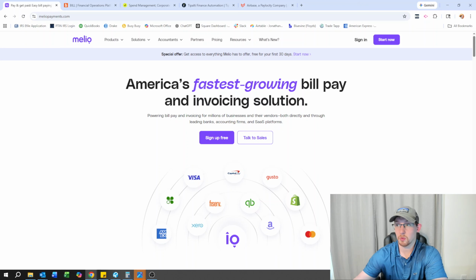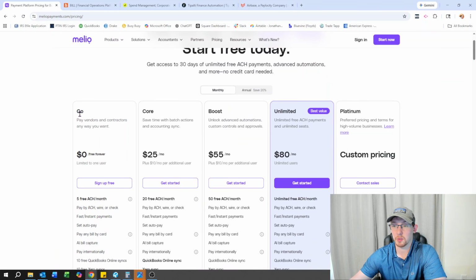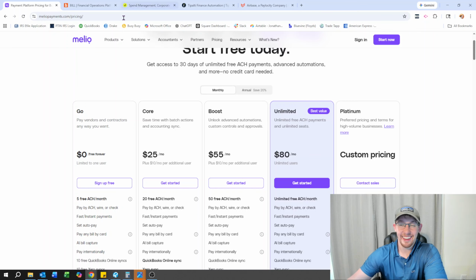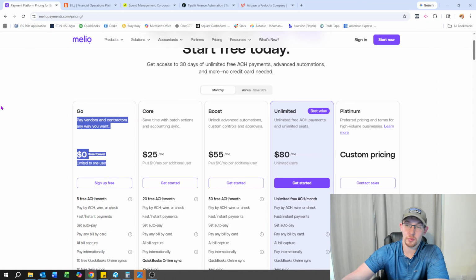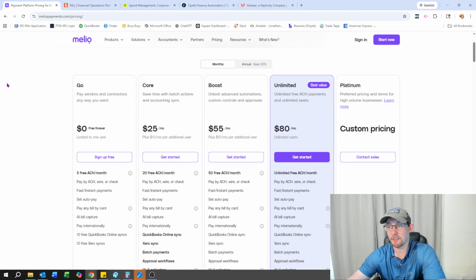Now let's jump into what Melio would cost. So cost is relatively reasonable, $0 if you're into that. No, but it is $0 if you want to take it for a spin. It's limited to one user. You get a couple ACHs a month for free. I think this is great if you just want to get your feet wet.